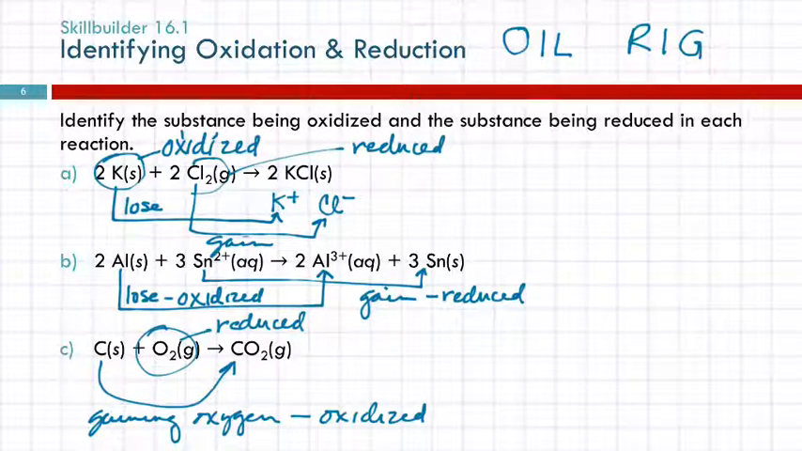Questions? Yeah. Reduction is gain of electrons. If you're gaining oxygen, it's oxidation. So when iron rusts, it's oxidized. It gets oxygen with it. It rusts. I know it's confusing. Any other questions?